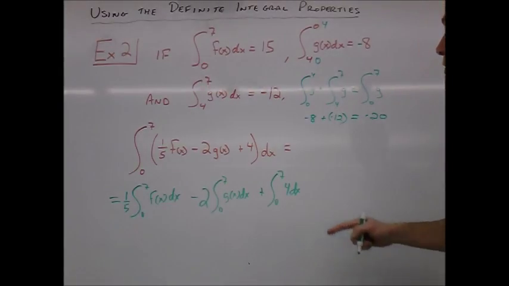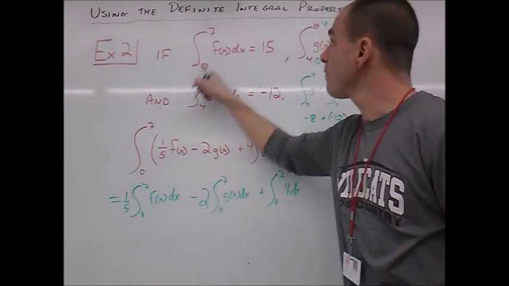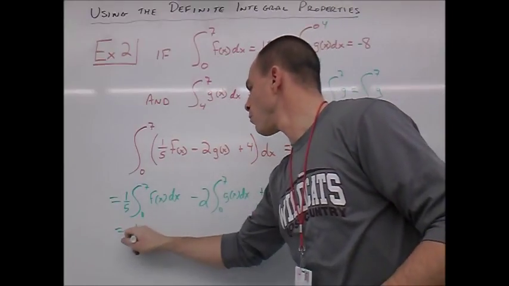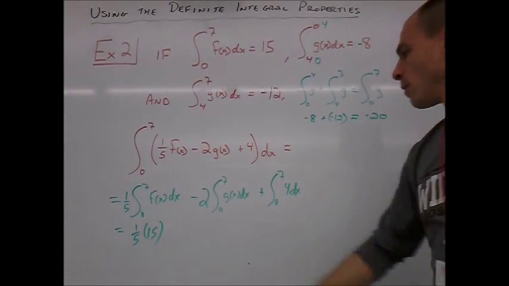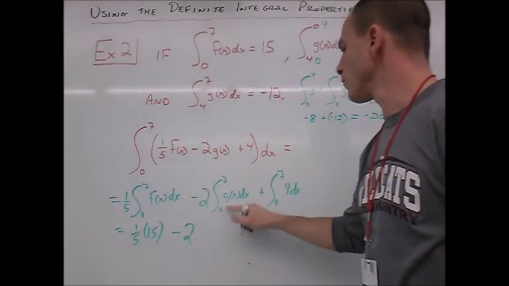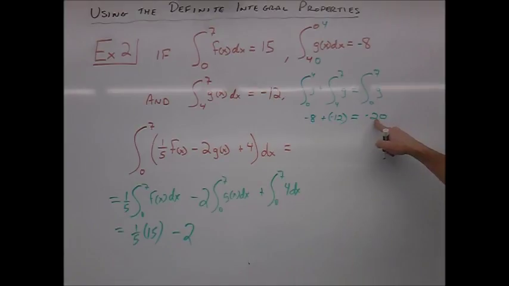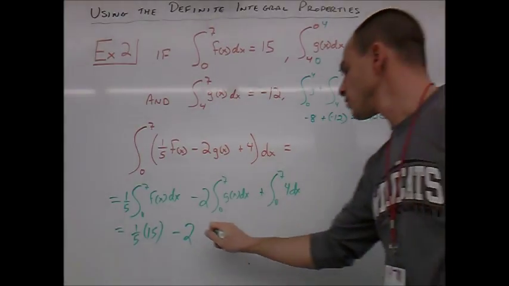Now we can do our substitution. 0 to 7 of f, that's 15. So we have 1/5 times 15 minus 2, and then the integral from 0 to 7 of g, we found that to be negative 20. So we'll sub that in.